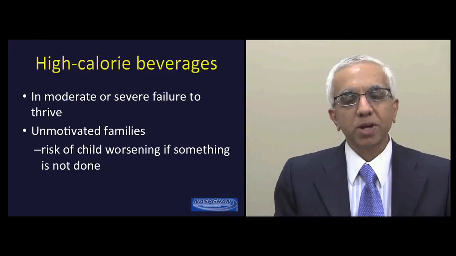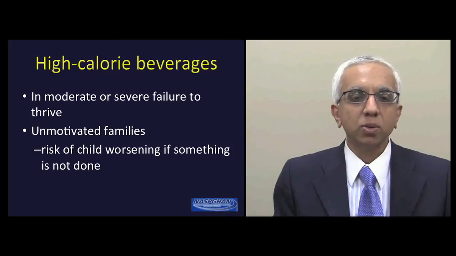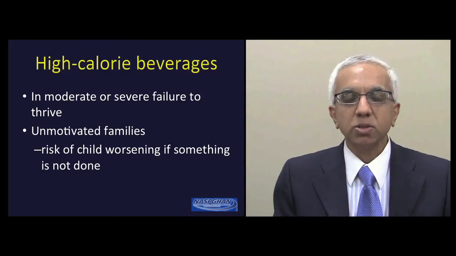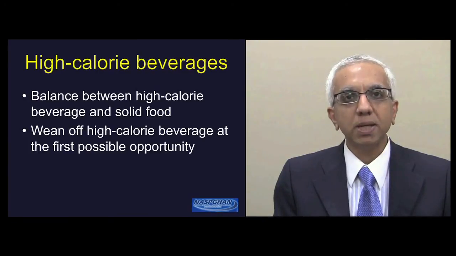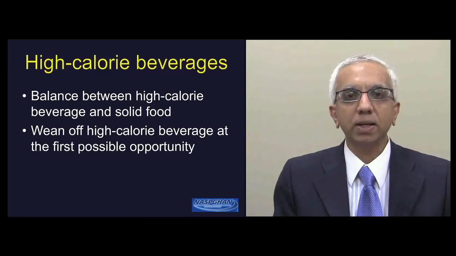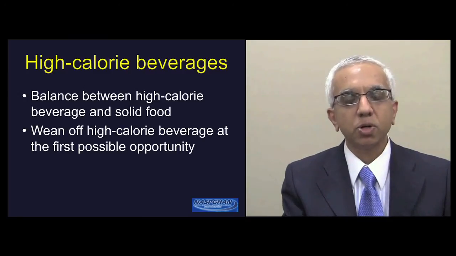High-calorie beverages, especially in children over the age of 1, do not need to be given to every child with failure to thrive. It should be considered in children with moderate to severe failure to thrive and/or unmotivated families where there is a risk of the child worsening if something is not done. There should also be a balance between these high-calorie beverages and solid food. The high-calorie beverage should only provide 50 to 70% of the child's calorie needs. And finally, wean off the high-calorie beverage at the very first possible opportunity.